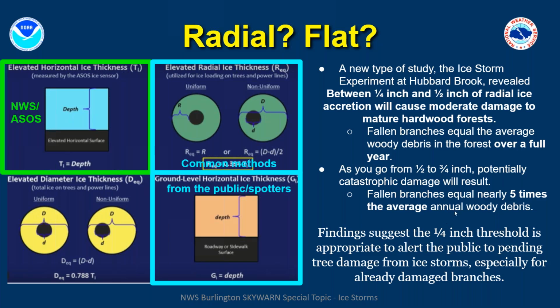And so these findings suggest that actually the 1/4 inch threshold, rather than the 1/2 inch threshold that we use currently for warnings, may be appropriate to alert the public to pending tree damage from ice storms. And this is especially true for the branches that have already been damaged.